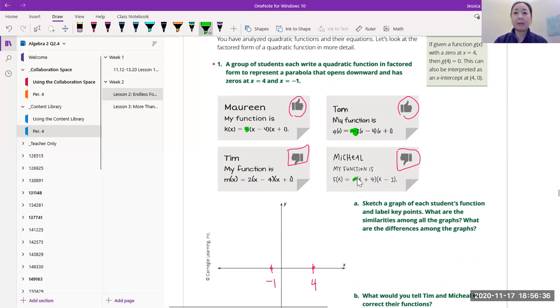So it looks like Michael's got that right as well. And it looks like that was Tom's issue here, right? So they should have put in that negative, but they don't have that. So that should have been a negative.